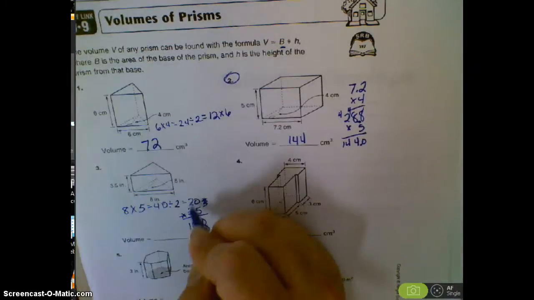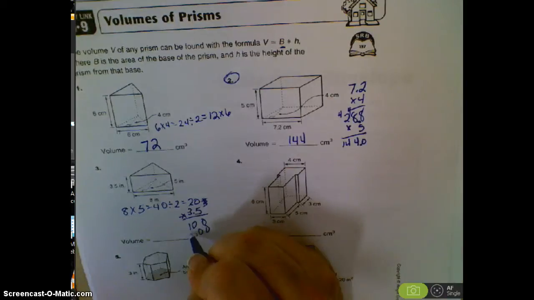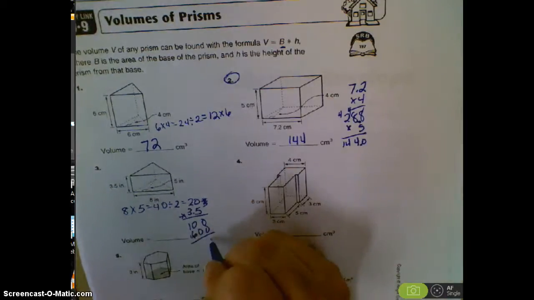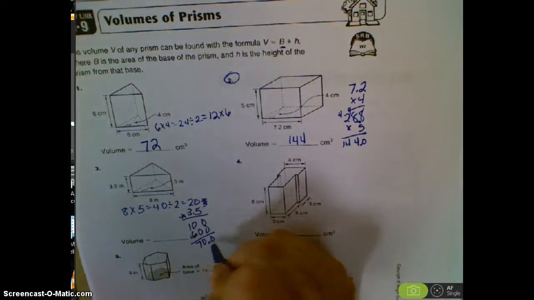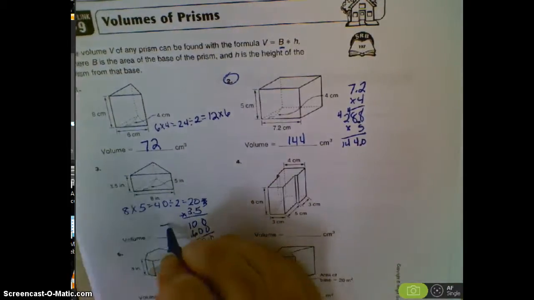5 times 0 is 0. 5 times 2 is 10. 3 times 0 is 0. 3 times 2 is 6. We'll add them up. 0, 0, 7. So I get 700, but I've got one decimal place to think about. And I end up with 70 for an answer on that one.